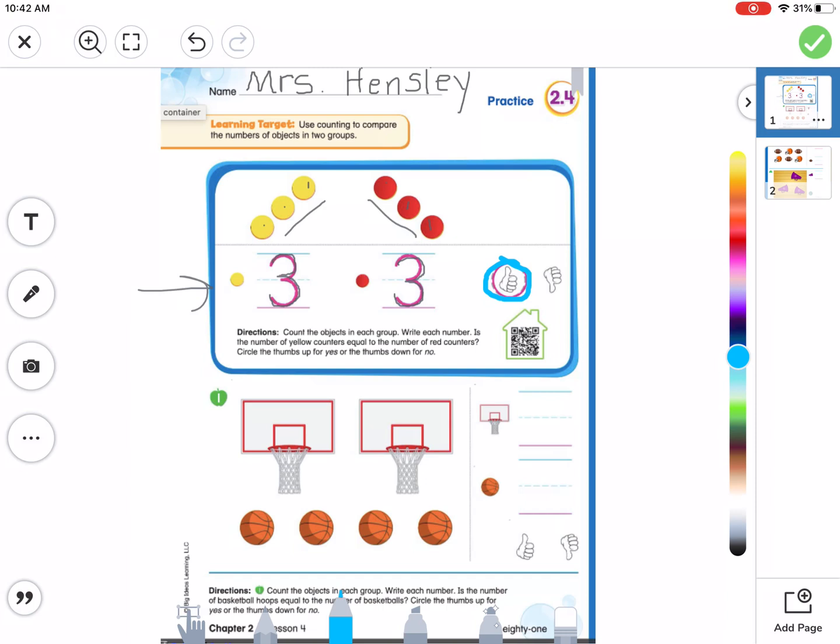Also, when you are finished with this lesson, if you would like to use your camera on your iPad to go here, there are some additional activities there on the QR code if you would like to do that.